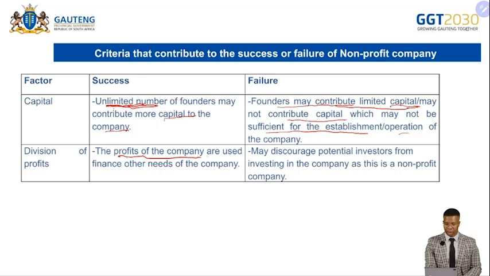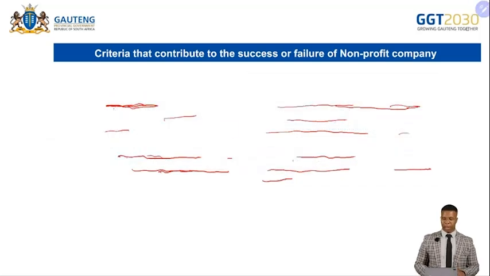The profits of the company are used to finance other needs of the company, and they may discourage potential investors from investing in the company, as this is a non-profit company. So the profits are used to fund the needs of the company further.